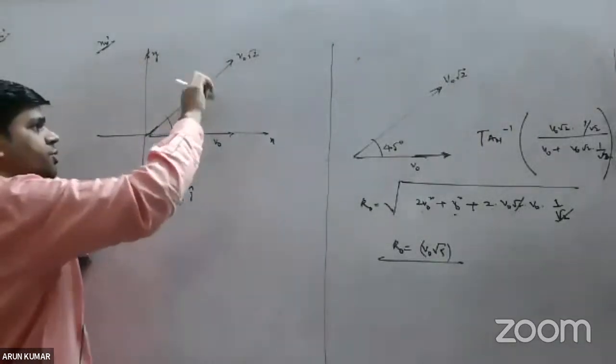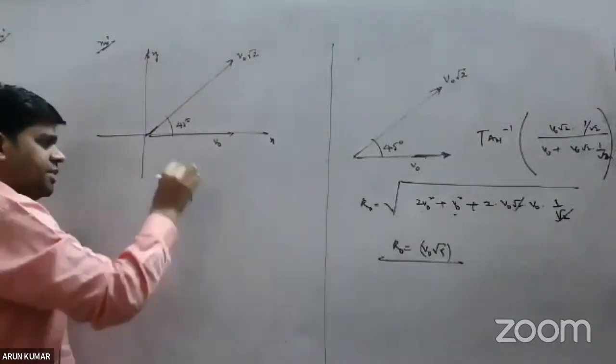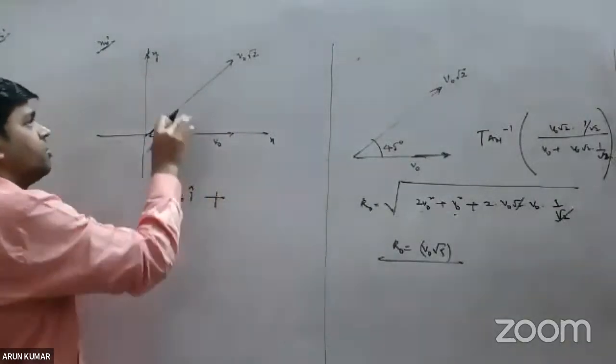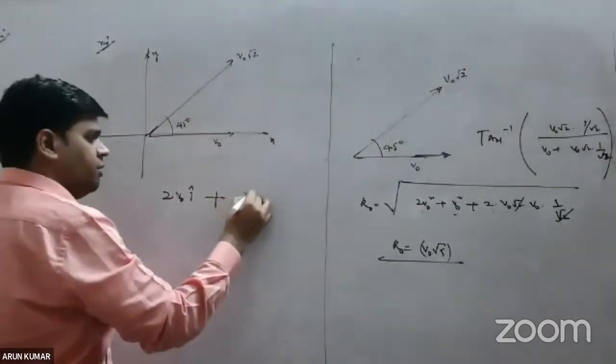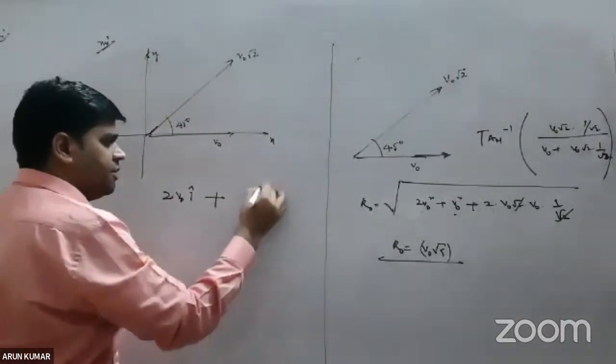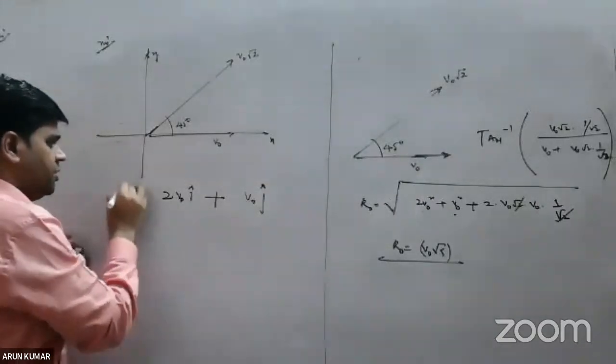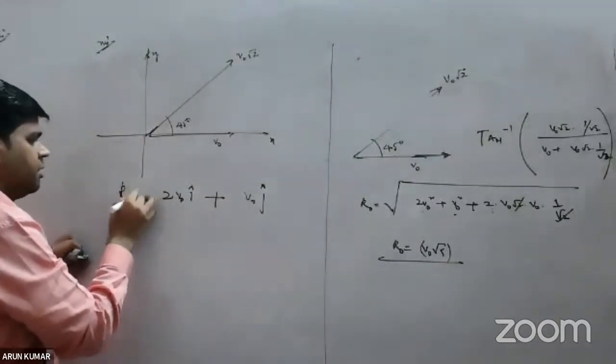The component of V naught root 2 plus V naught along the y direction is V naught root 2 sin 45. V naught root 2 sin 45 will be V naught j cap. This is my resultant vector R.